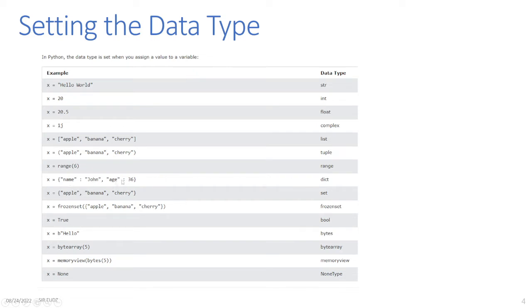We'll be discussing more of this. x equals, similar to a dictionary but without keys, so we have only items here, that is a set. x equals frozenset, open and close, same as a set. Then x equals True, that's a boolean value. x equals b"Hello", these are bytes. x equals bytearray 5, so bytearray. x equals memoryview bytes 5, so memoryview. And then x equals None, that's NoneType.